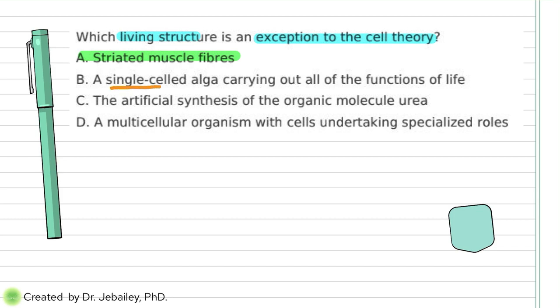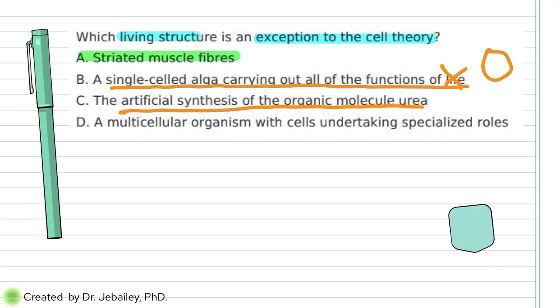A single cell alga carrying out all the functions of life. That's not it, because we're saying that one cell as a functional unit does the whole work. So, no. Artificial synthesis of the organic molecules with urea. This is not an exception of the cell theory. This is another type of theory. This is talking about vitalism, so it's not it. A multicellular organism with cells undertaking specialized roles. Every single cell will have specialized roles. So this is part of the cell theory, basically saying that every cell is a functional unit.